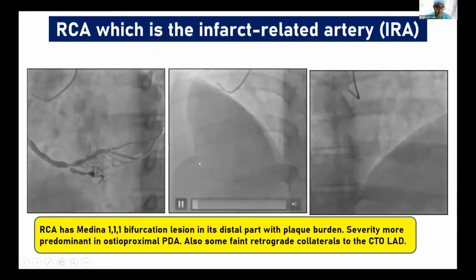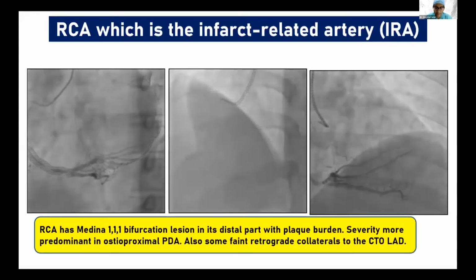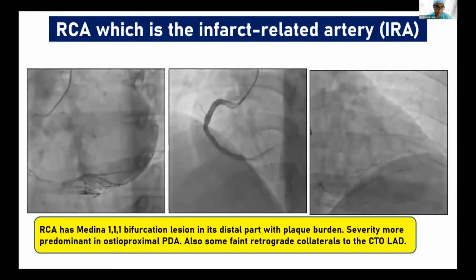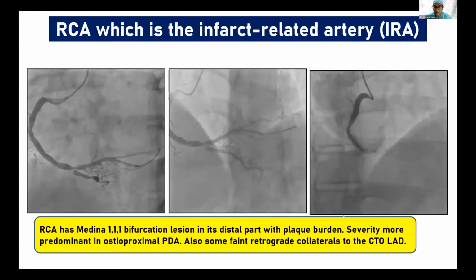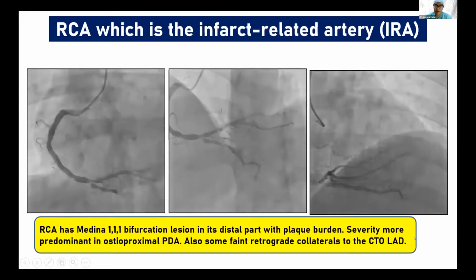It has a Medina 111 bifurcation lesion in its distal part with plaque burden involving the ostia of the PDA as well as the PLV, severity more predominant in the ostioproximal PDA. There are also some faint retrograde collaterals extending to the CTO LAD.